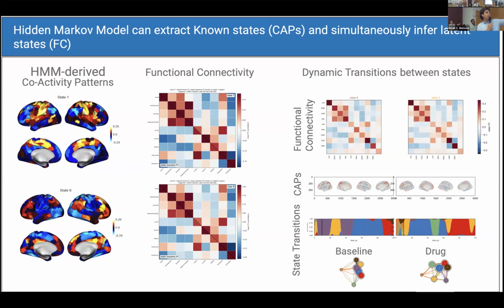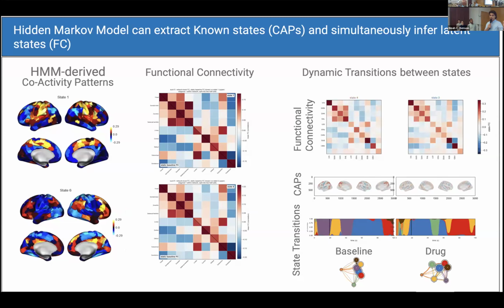You can see that the functional connectivity is very stable. The CAPs are not so stable. They're transitioning quite a lot, and you can see various differences in activity. And then we can also compute transition metrics using graph theory. So what is the probability of transitioning from this state to this state on baseline and drug? You can see that they're very different. From baseline to drug, on the very bottom, how they change and switch states is very different from one another.